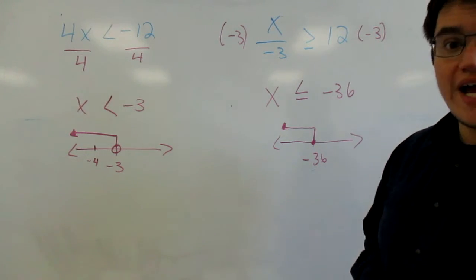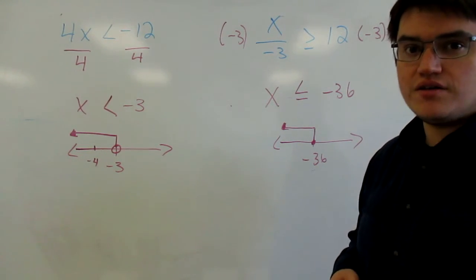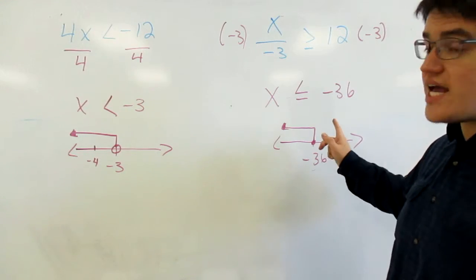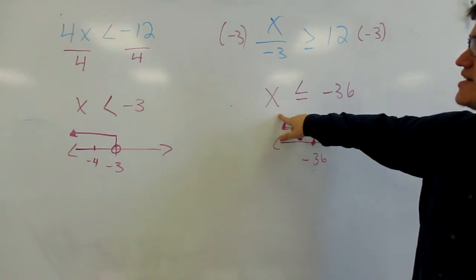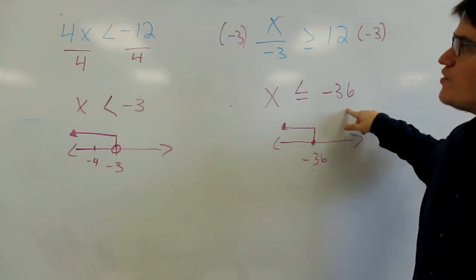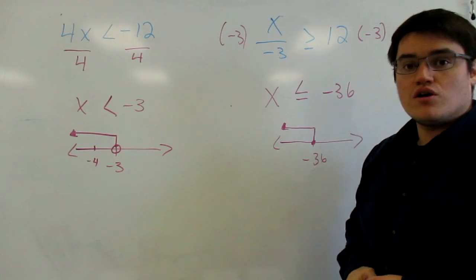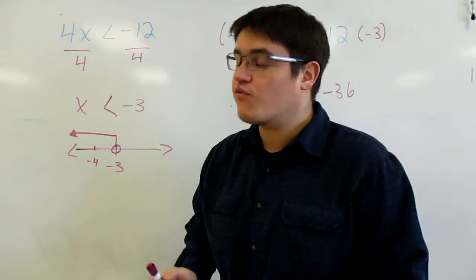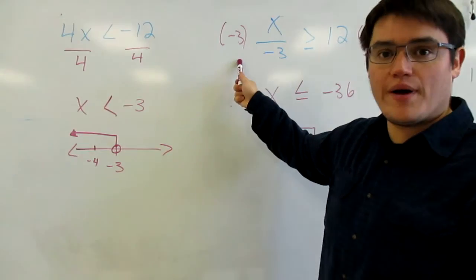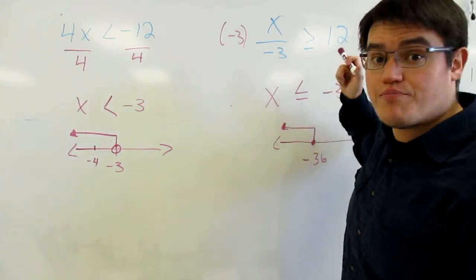Okay, so again, you should be asking yourself, well, what does this mean? Well, all this is saying is that if you take any x that's less than or equal to negative 36, this inequality will hold true. Hopefully this helped. And don't forget, when you divide or multiply by a negative number, you have to flip that sign.